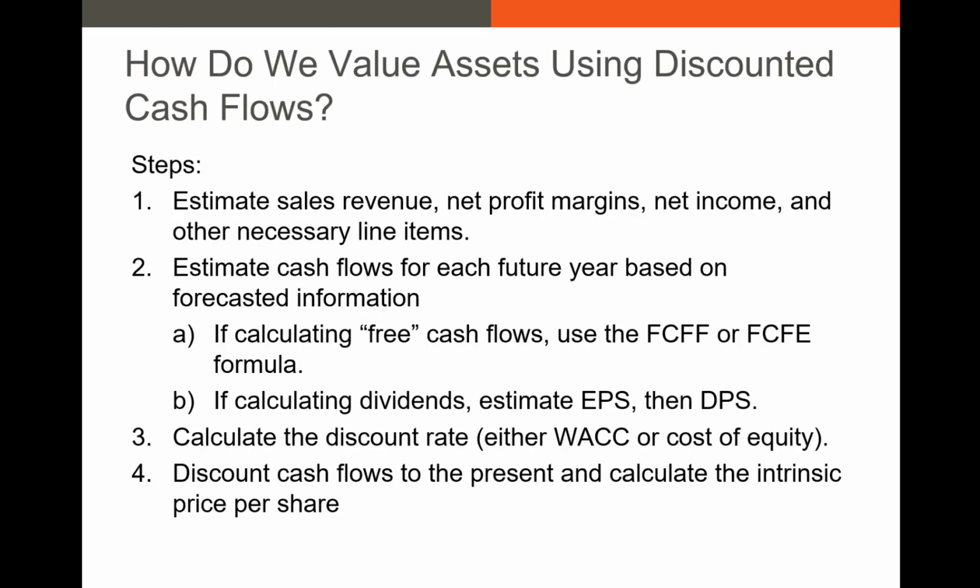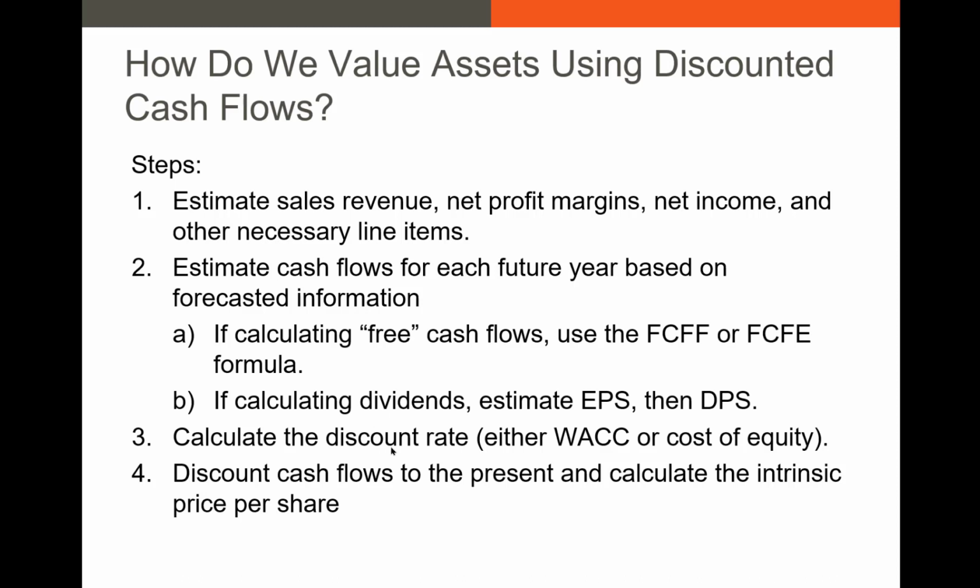Okay, so how do we perform a two-stage DCF? Well, there's really four main steps to this. Step one, we're going to estimate sales revenue and then all of the other line items necessary to calculate our free cash flows. Step two, we're actually just going to calculate our cash flows individually. There's a couple of different types of cash flows that we could calculate. The two that we're going to use in this video are going to be the free cash flow to the firm and the free cash flow to equity. We'll talk about each of those in turn.